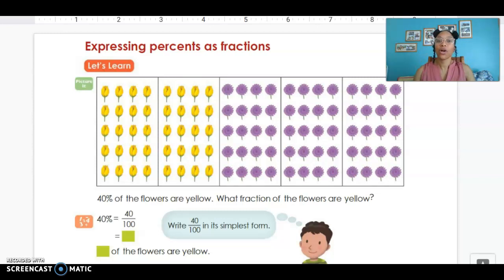40 hundredths. We're going to divide both terms by 10. 40 divided by 10 is 4. 100 divided by 10 is 10. So we get 4 tenths. But 4 tenths can be simplified.